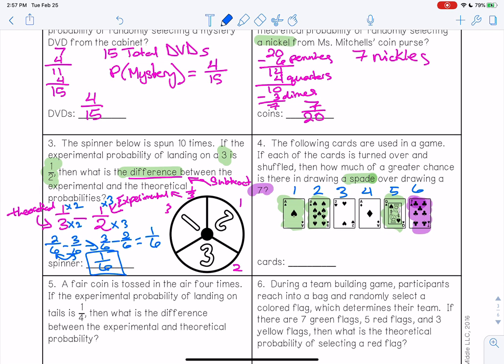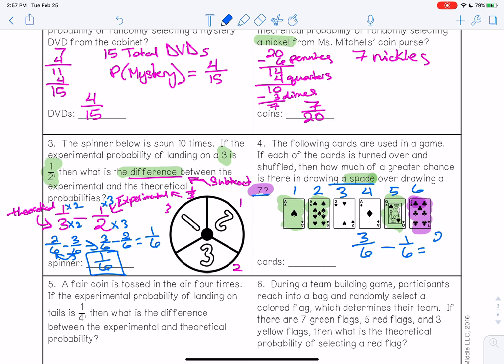Hold on. Okay, so the difference between drawing a spade over drawing a 7. So there are 3 spades out of the 6, and minus how many times you can get a 7, which is 1 out of 6.